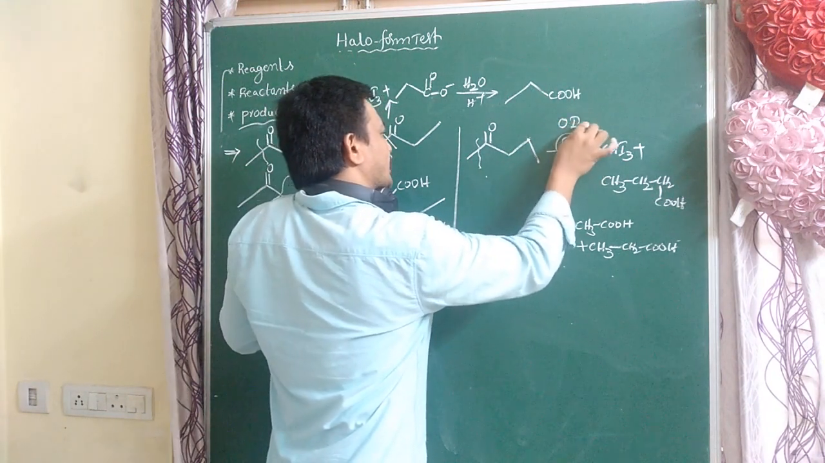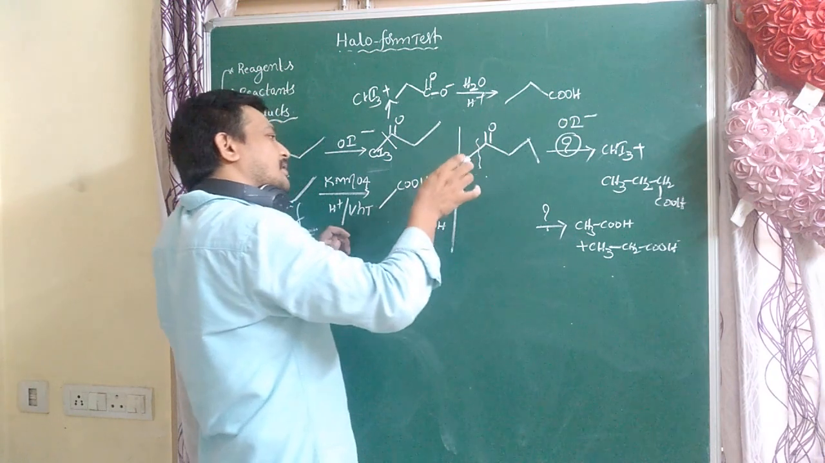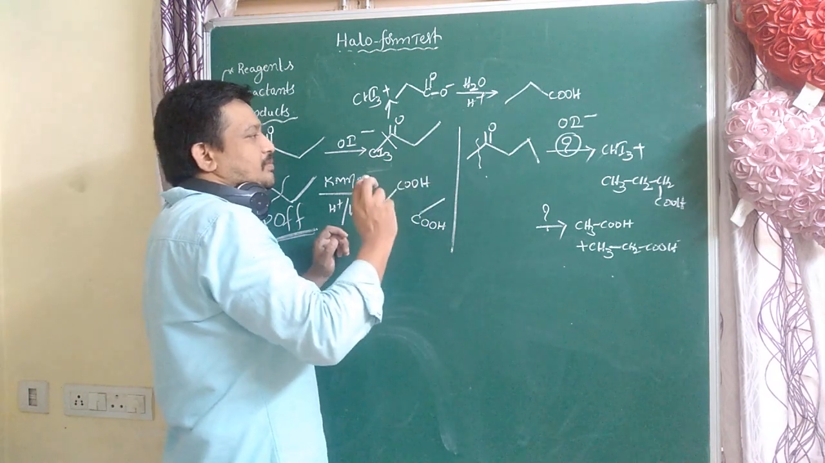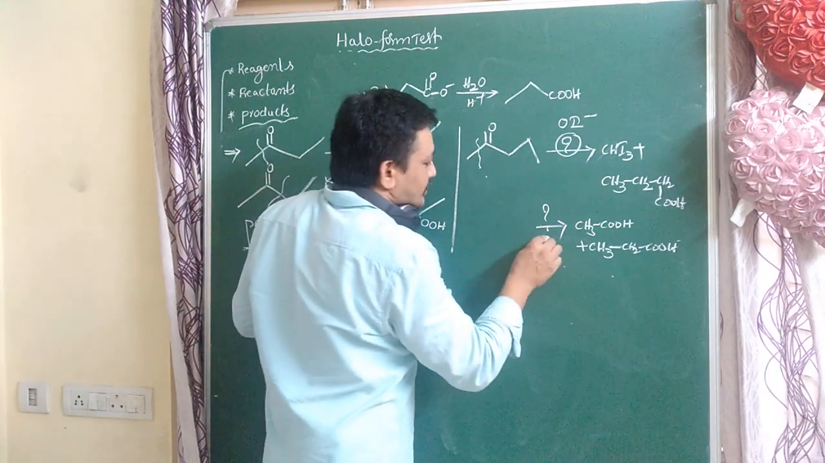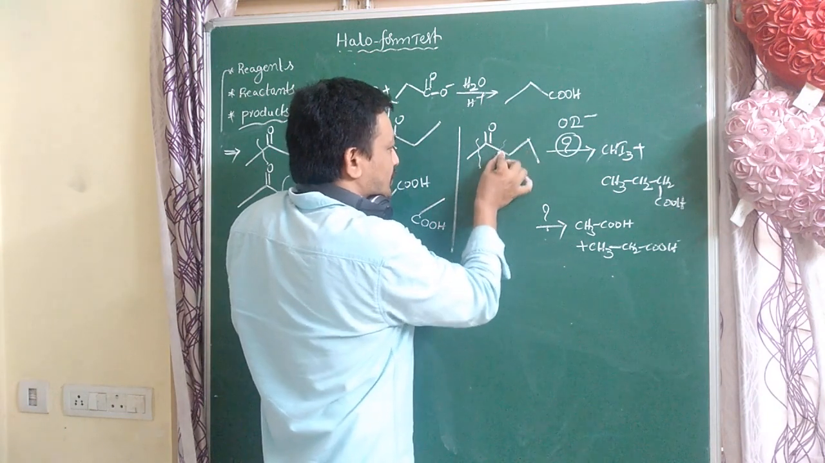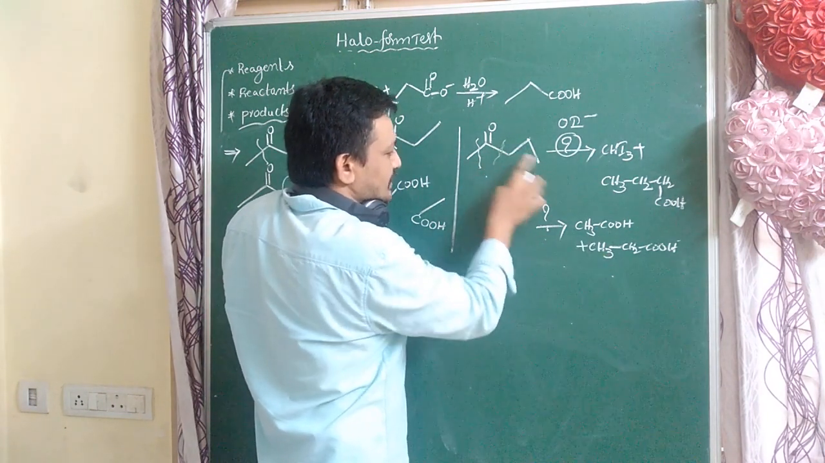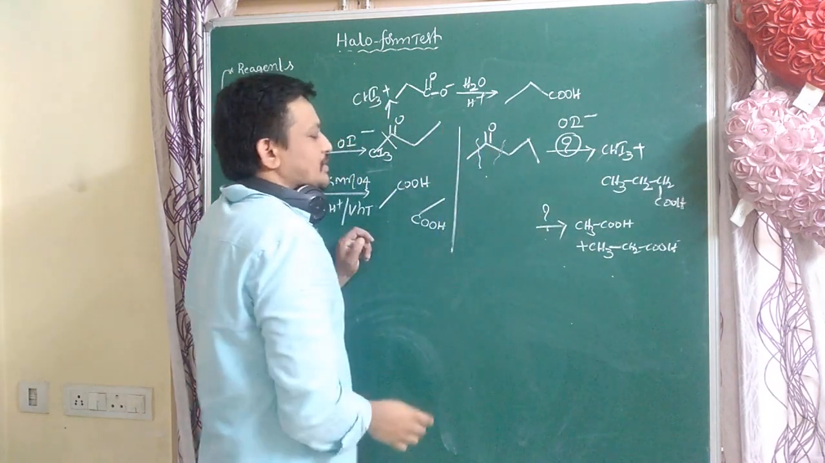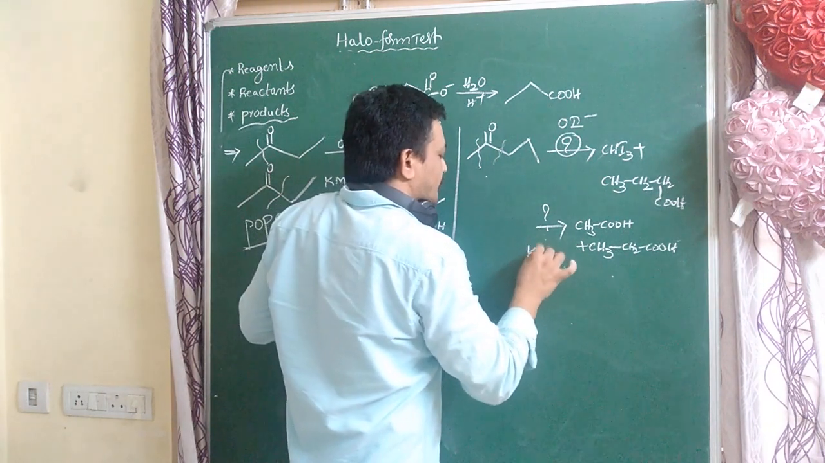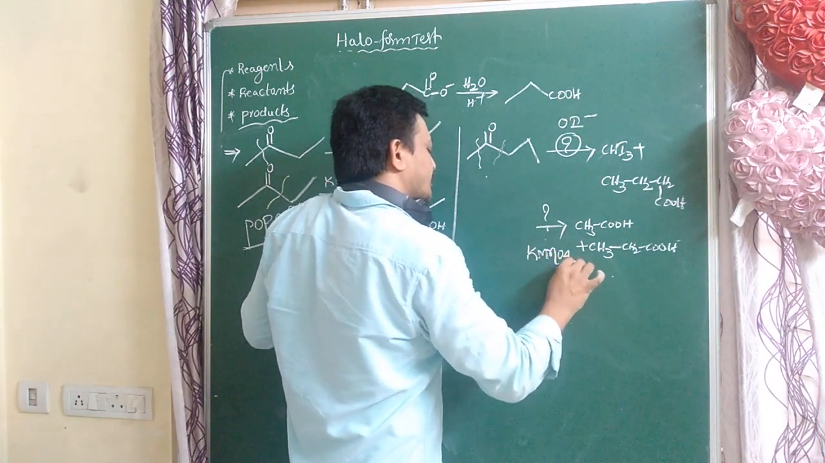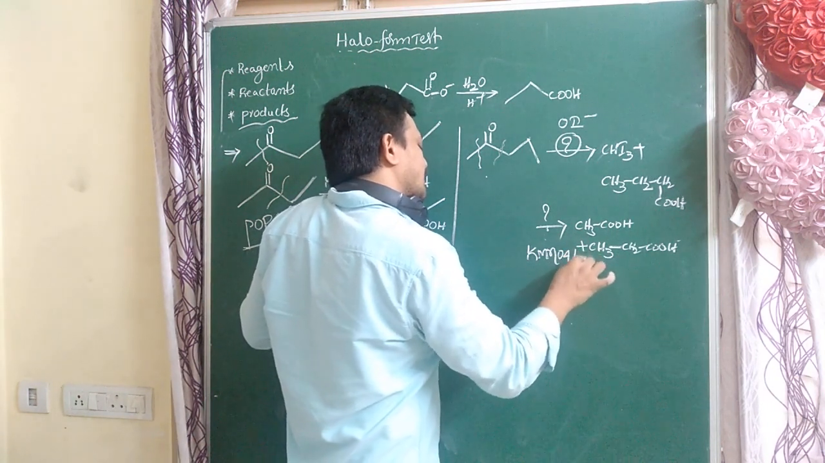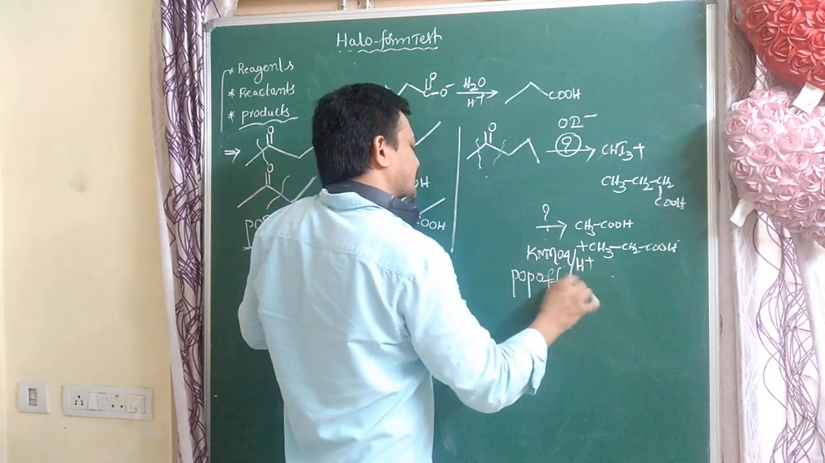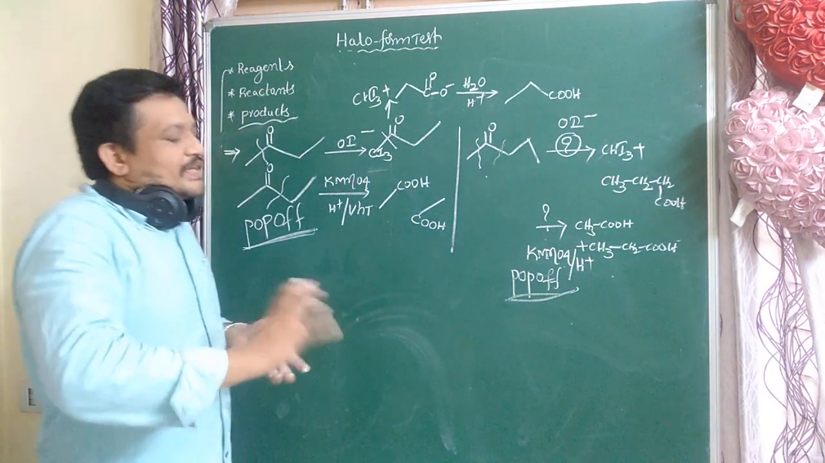So OI minus, or halogens by base: I2 by base, Cl2 by base, Br2 by base. So which rule is here? The breakage is here. Why? Because here there are 2 carbons and here 3 carbons, here 4 carbons and here only 1 carbon. Breakage takes place here. So the important reagent is KMnO4 in acidic medium or K2Cr2O7 in acidic medium, and very high temperature is required. That rule is called Popoff's rule.